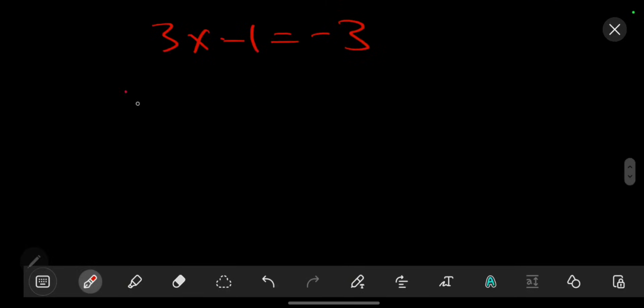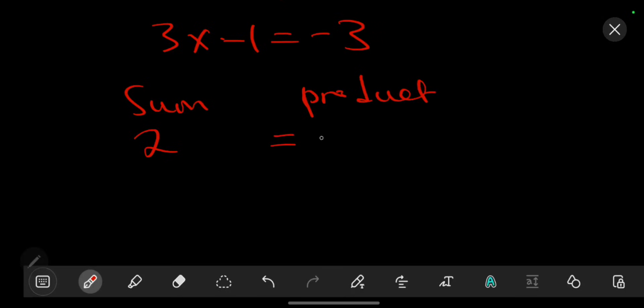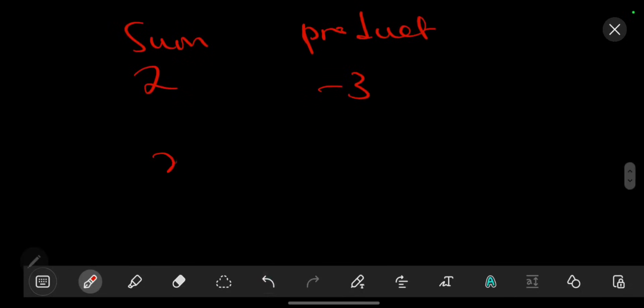So our sum is equal to 2. Our product is equal to negative 3 like that. The equation was x squared minus 2x minus 3 like that.